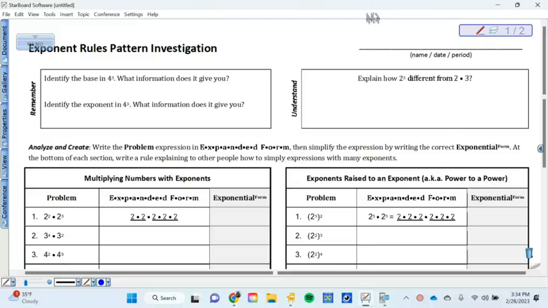Interesting than a linear relationship, right? Linear relationships have a common difference. You're adding each time as you're moving through the sequence. Exponential relationships, you multiply each time as you're going.